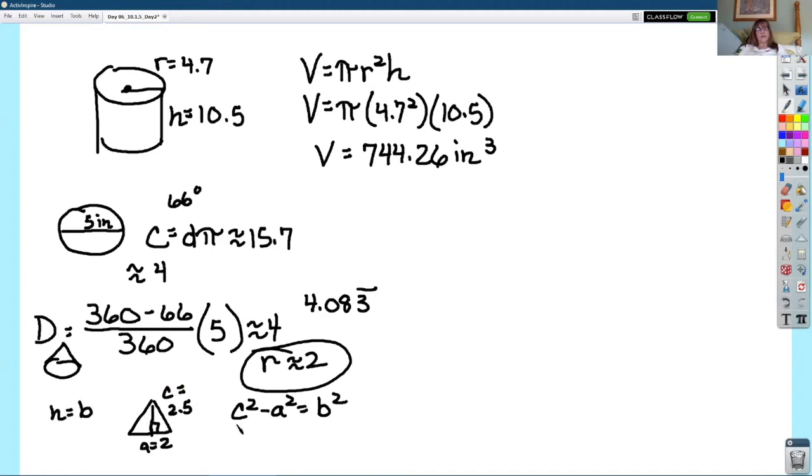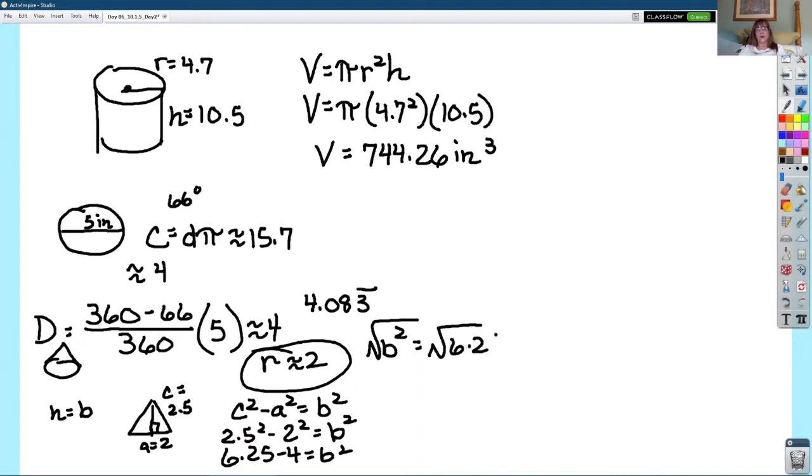So let's solve this. We can do 2.5 squared minus 2 squared equals b squared, or the height squared. And this is going to be 6.25 minus 4 equals b squared. So b squared, if we take the square root of that, is going to equal the square root of 2.25. And it turns out that b, or the height, is going to equal 1.5. So now what I know is on my cone, the height is 1.5 and the radius is 2.